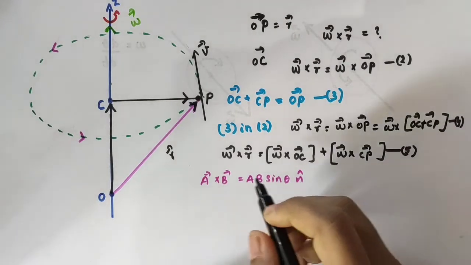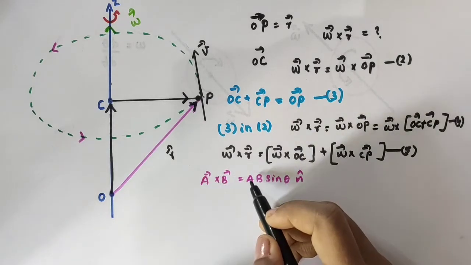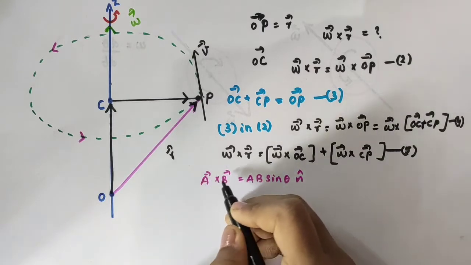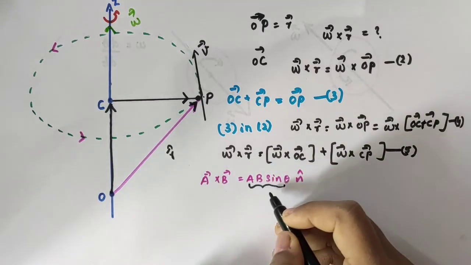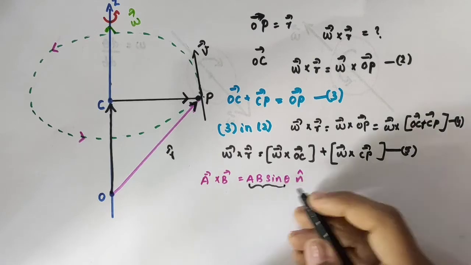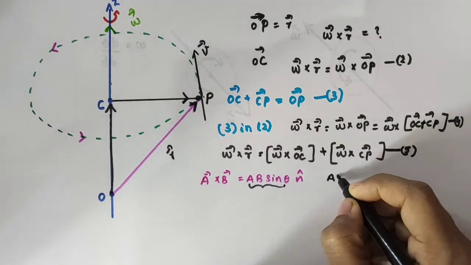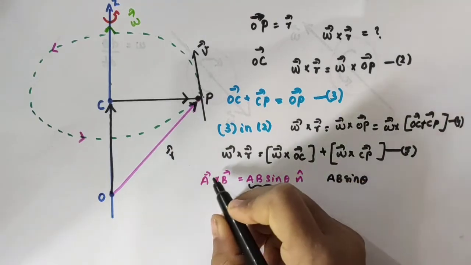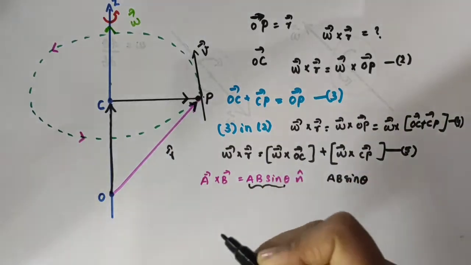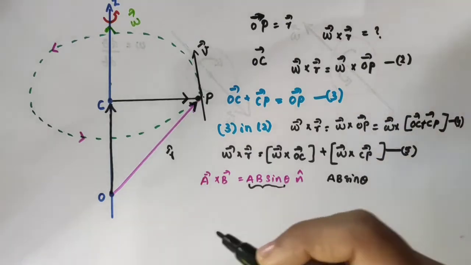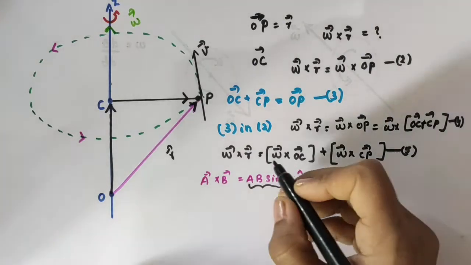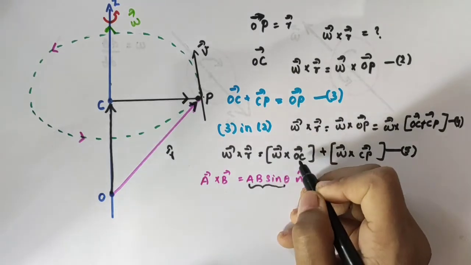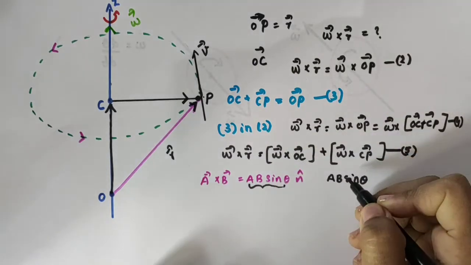Now we have vector A cross vector B is equal to AB sin theta into n cap. So what is the magnitude of vector A cross B? AB sin theta is the magnitude of vector A cross B, and this n cap gives us the direction of this vector product, because when we take the vector product of two vectors, the result is also a vector. Here we have vector omega cross vector R is equal to vector omega cross vector OC plus vector omega cross vector CP.